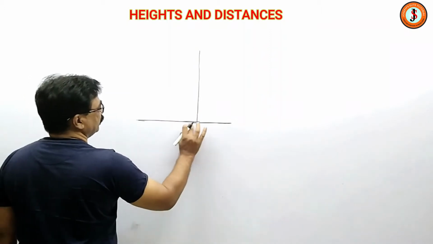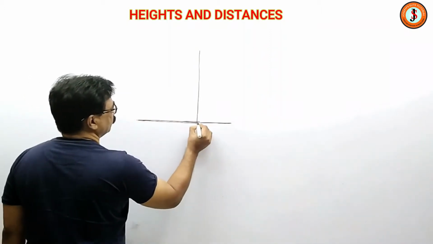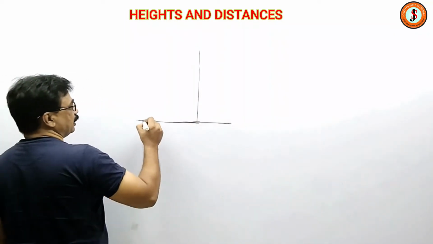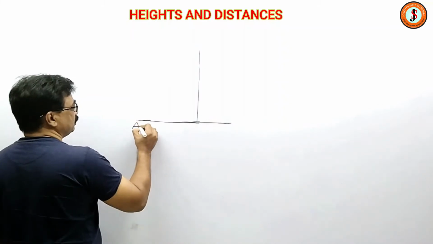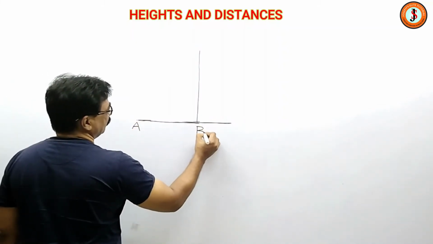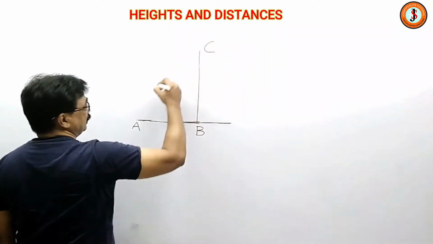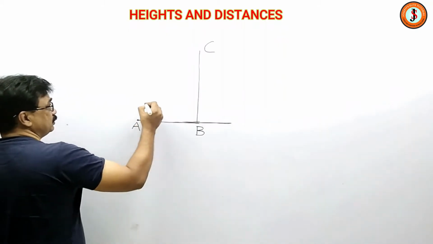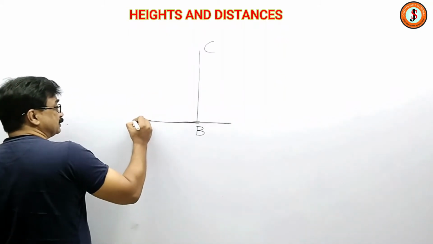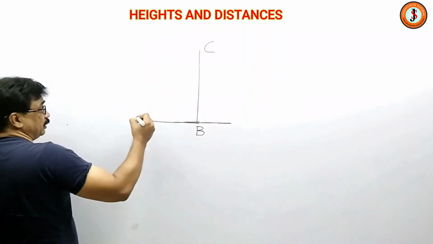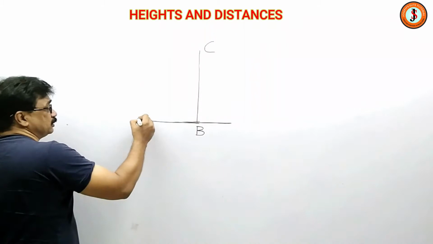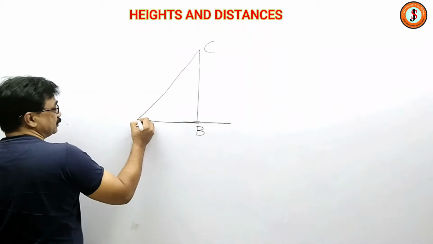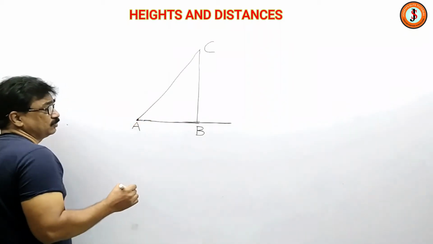Let me take the ground as one simple line. They say the angle of elevation. So what is the meaning of angle of elevation? First let me clarify. This is the tower, BC is the tower, AB is the ground, and point A. Angle of elevation means the point of observation is here, somebody is looking at the top of the tower. Elevation means you are looking up, so it is the angle between the object and the horizontal line passing through the point of observation.